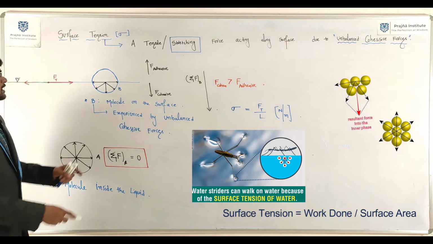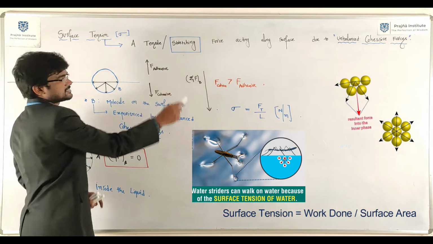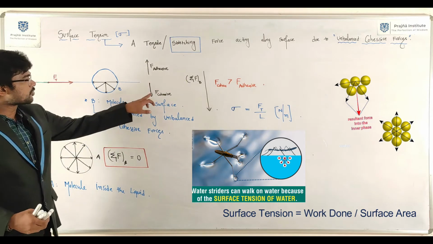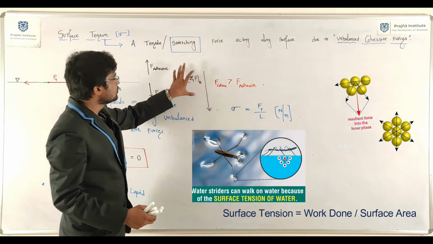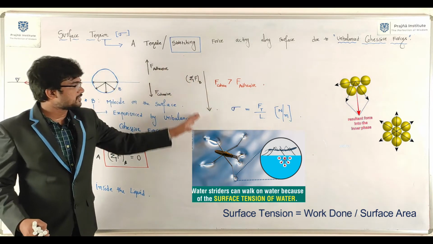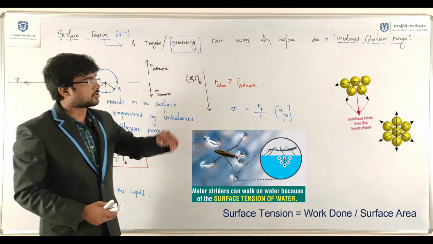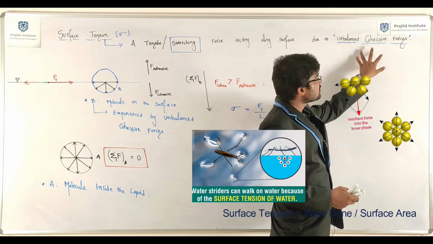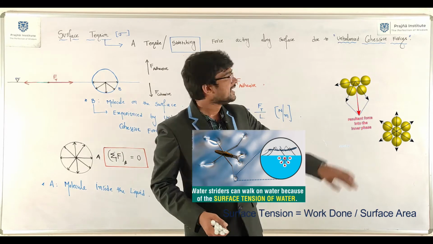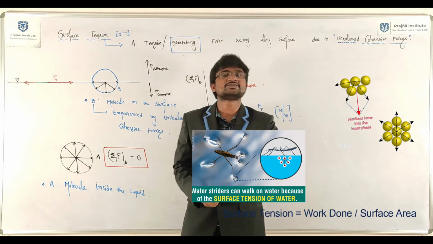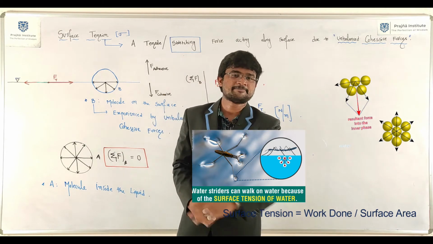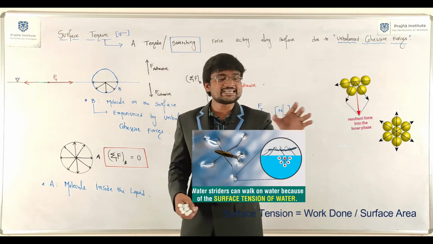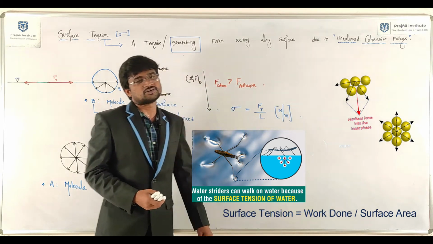So you should observe that point. This point is very interesting. Okay? Here F cohesive is greater than F adhesive. The molecule B experiences unbalanced cohesive forces. What is the reason for surface tension? It is due to unbalanced cohesive forces. Because of this, stretching action takes place along the surface.